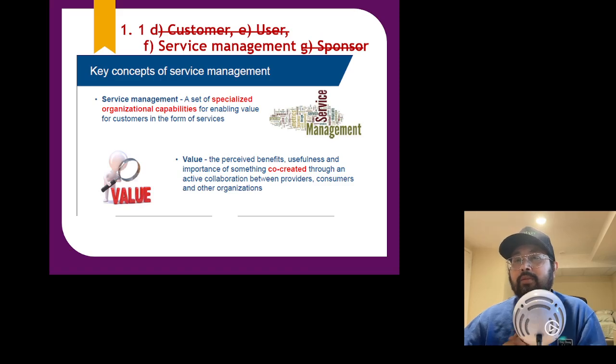And service management is totally managing everything, right? So enabling this value for the customers in the form of service is service management, and it's a specialized organizational capability, like how the organizations actually manage this value for the customers in the form of services.